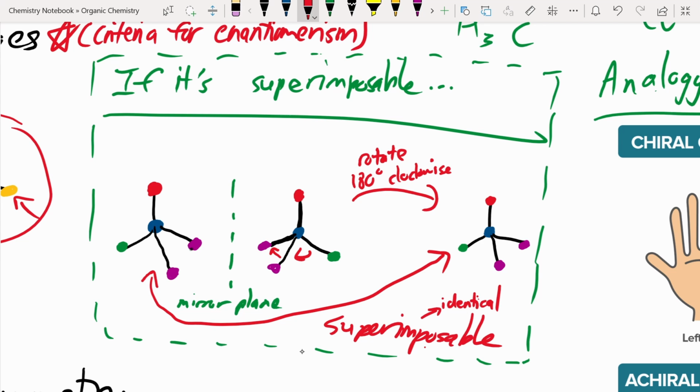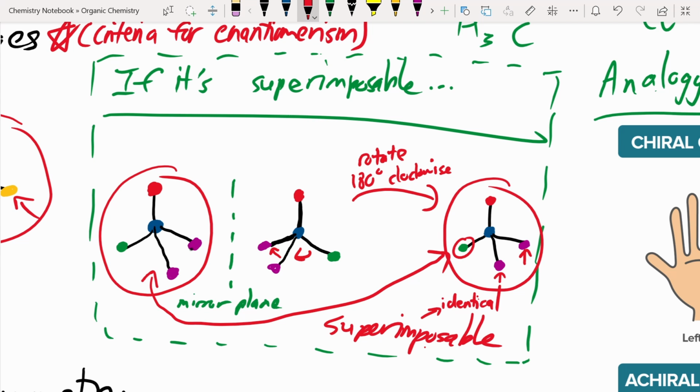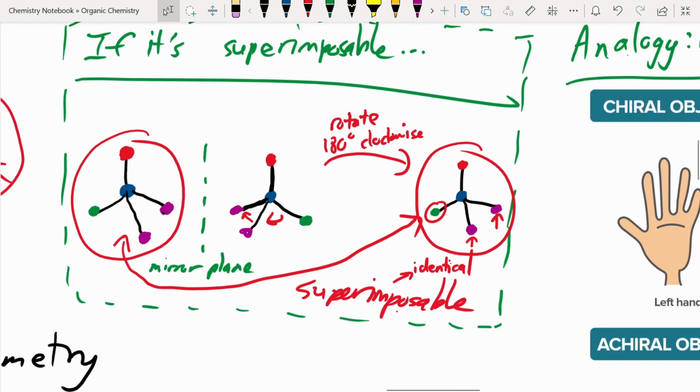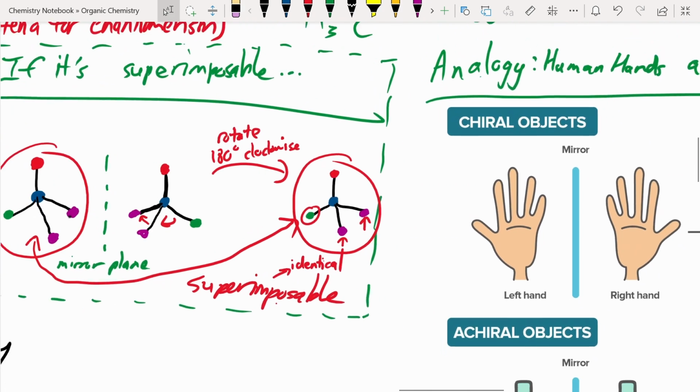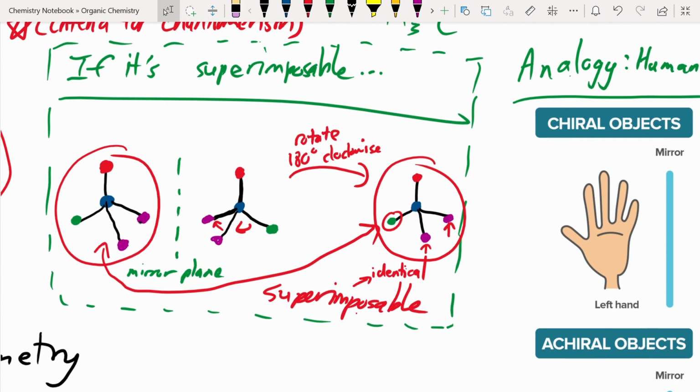in the sense that the green ball will end up on the opposite side over here, then you realize that the purple balls will be on the right side of the molecule, which is the exact same as this compound right here. So this shows that it's identical and superimposable. So this one is achiral.